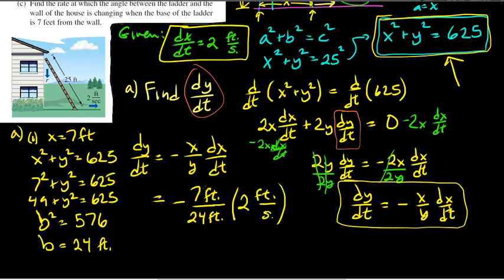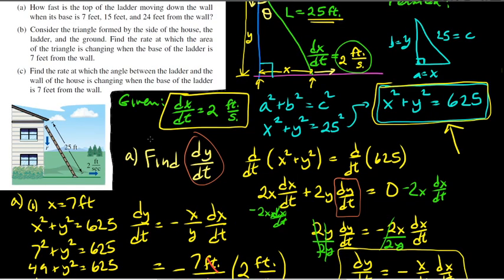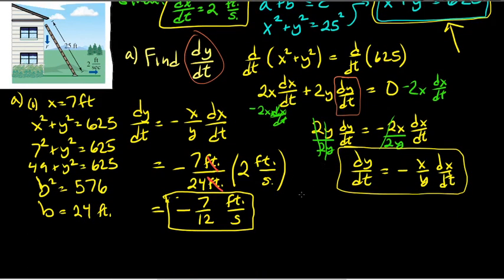All right, now just do the math. Feet divided by feet, those units cancel. And then we just get negative, let's see, 7 over 12, I think. Negative 7 over 12 feet per second. Okay, so that's part A. Actually, that's only one part of part A. So they want us to do this for x equals 15. So part 2, x equals 15 feet. And then part 3, x equals 24 feet.